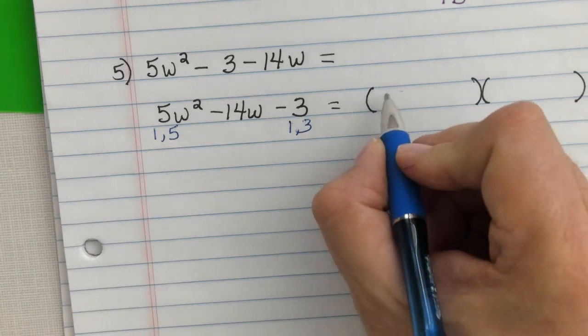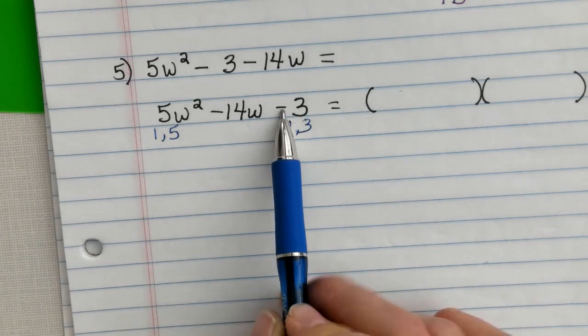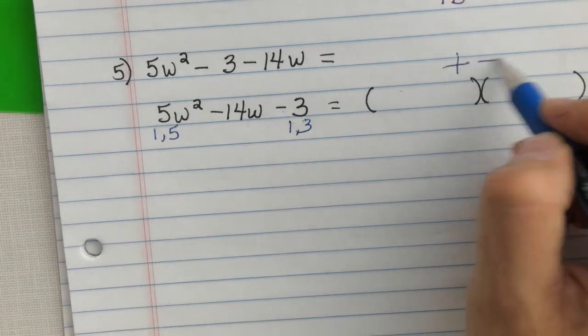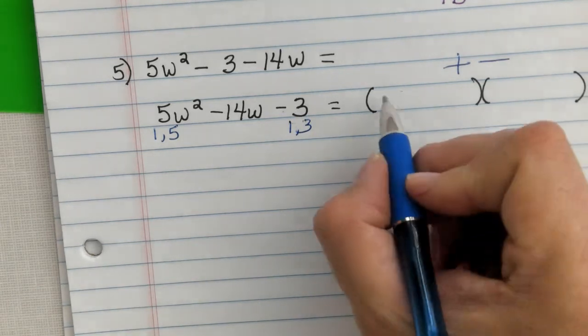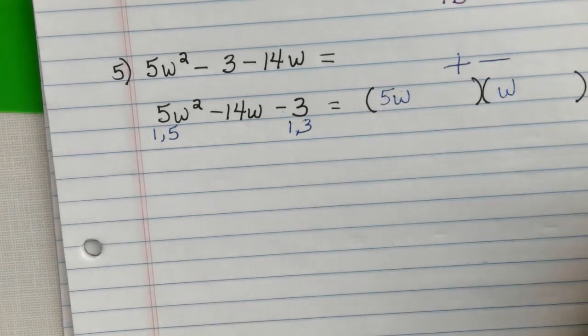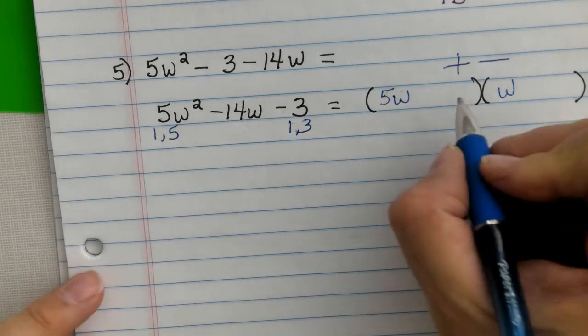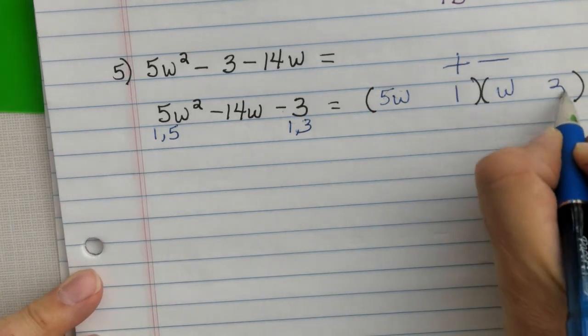So, let's see. What did we decide about the signs? Second sign is minus, so positive and a negative. I'm going to write it like this: 5w and w. And if it's going to work out, it's going to have to work out with that 1 and 3 or 3 and 1. How should I arrange it? Yeah, 1 and 3, in that order, I think that's going to do it.